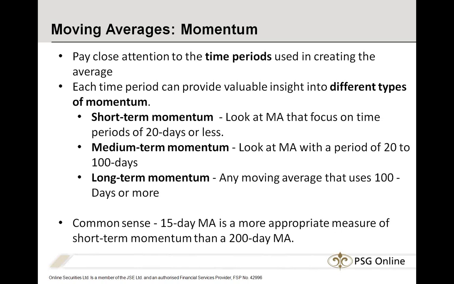Different types of momentum, obviously, take different time periods. A short-term momentum will be anything less than 20 days. A medium-term momentum would be anything between 20 and 100 days. And long-term momentum would be anything between 100 days and more. So, for example, it's just common sense that a 15-day moving average will be more sensitive to price. It would be more appropriate to measure short-term momentum than using a 200-day moving average. Okay, you'll see what I talk about just now when we use different screenshots.